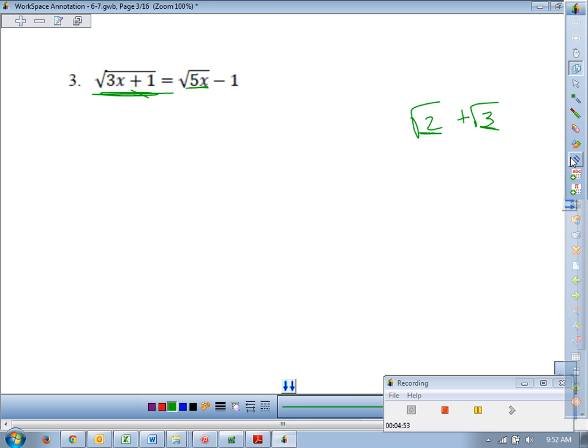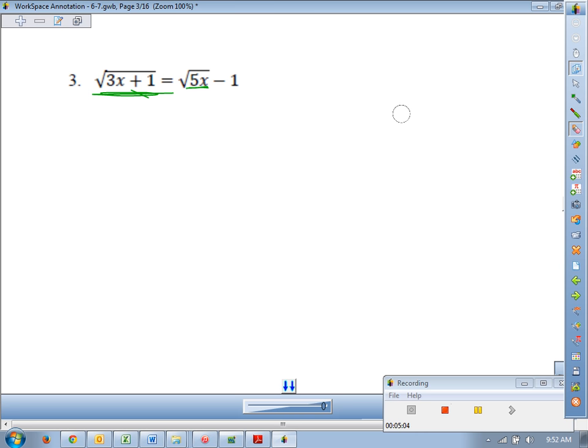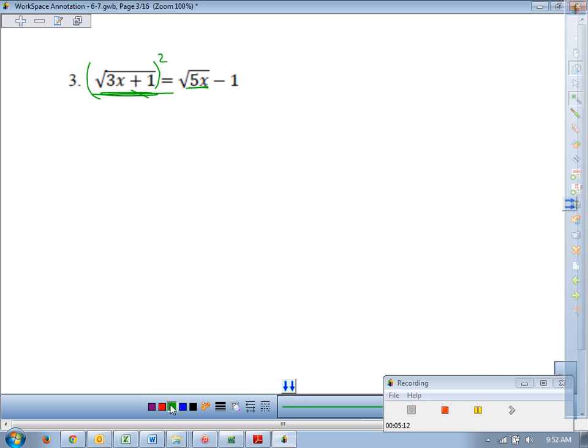So what do we got to do? Well, is there a radical all by itself on one side of the equal sign? So we can at least kind of like clear the radicals of this guy. We're going to square both sides again. But holy cow, how many terms are on the right side? How many terms? We got to group them and take that entire binomial and square it.